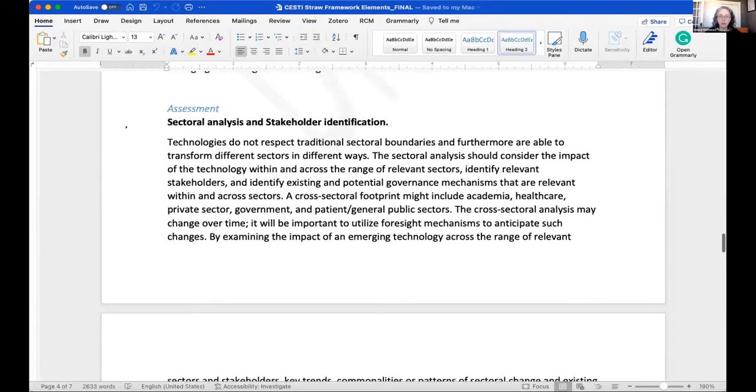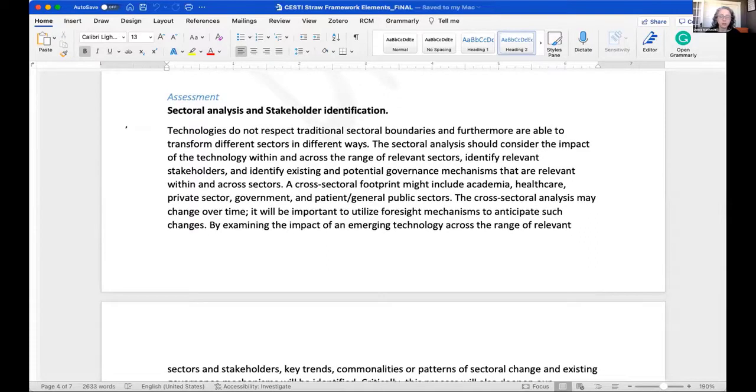From the informational elements, we move to assessment. There are a series of elements in this category, starting with sectoral analysis and stakeholder identification, which is really the core of what our case studies were. And the sectoral analysis should consider the impact of technology within and across a range of relevant sectors, identify relevant stakeholders, and identify existing and potential governance mechanisms that are relevant both within and across sectors.